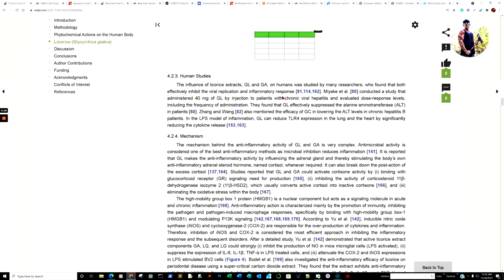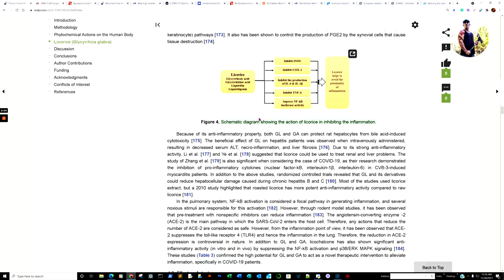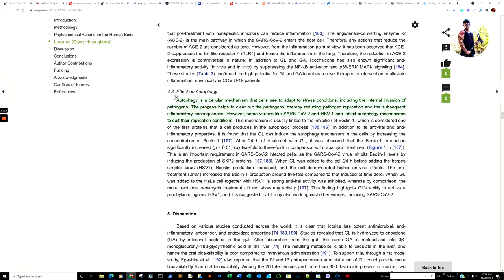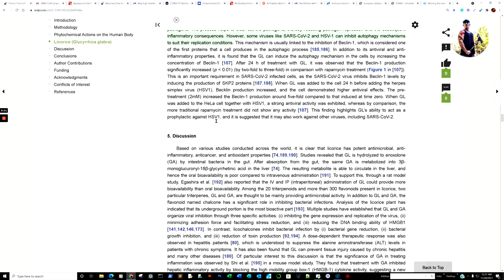But why the hypothesis in regard to SARS-CoV-2? Right here. They're looking at basically all the properties of licorice in regard to reduction of inflammation, the immune system, and so on. And then it goes down to here. Autophagy is a cellular mechanism that cells use to adapt to stress conditions, including the internal invasion of pathogens. The process helps clear out the pathogens. Remember we looked at quercetin before, and its return to autophagy? You have this nice little licorice quercetin thing, if you follow the channel, thereby reducing pathogen replication and subsequent inflammatory consequences. However, some viruses like SARS-CoV-2 and HSV-1 can inhibit autophagy mechanisms to suit their replication conditions. So that's where they're bringing in the hypothesis referencing licorice.